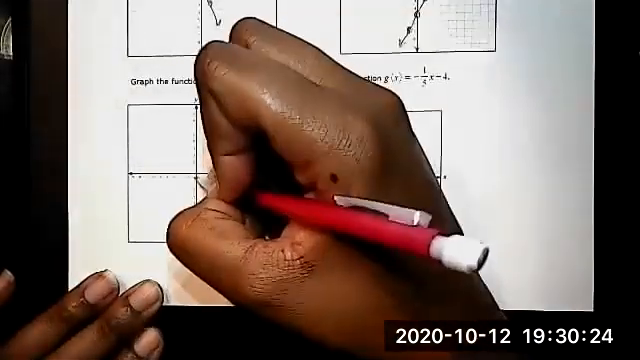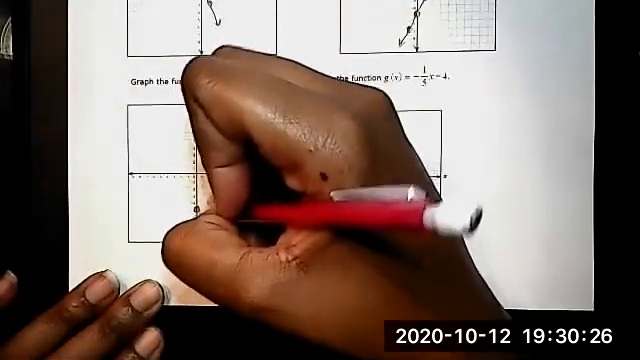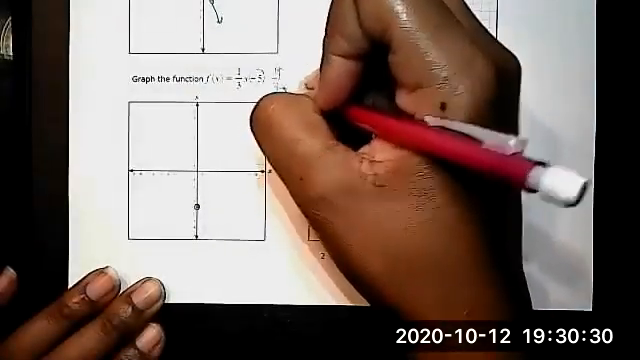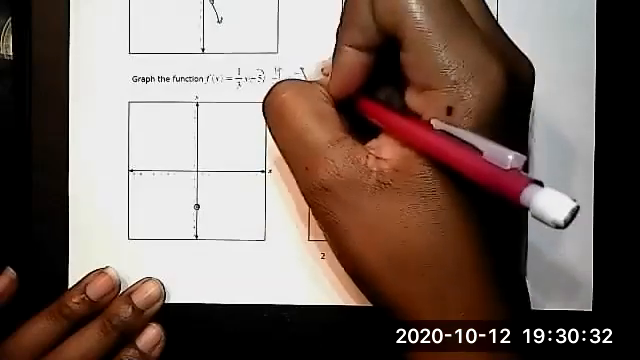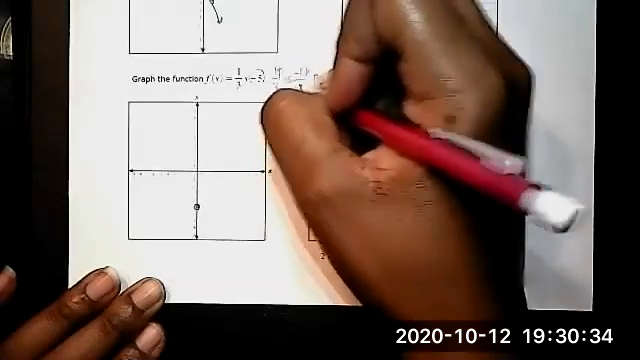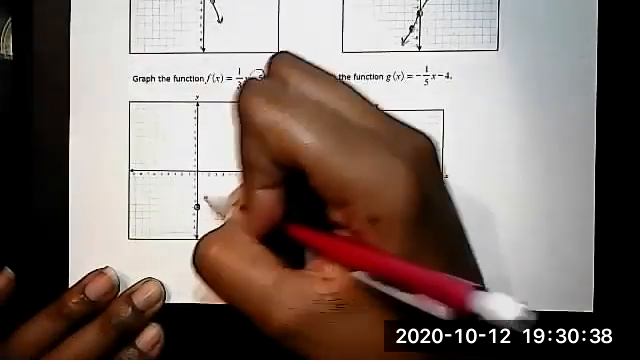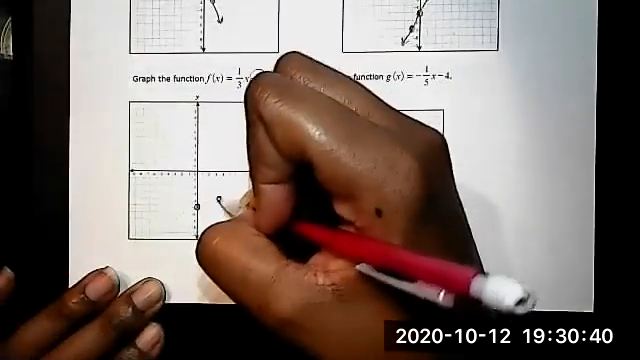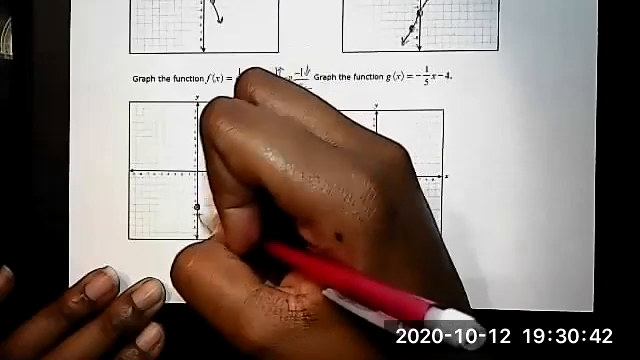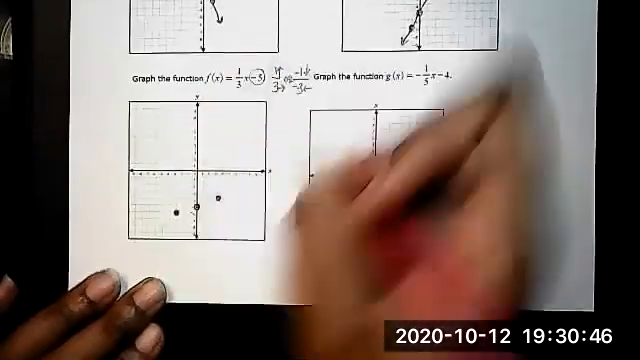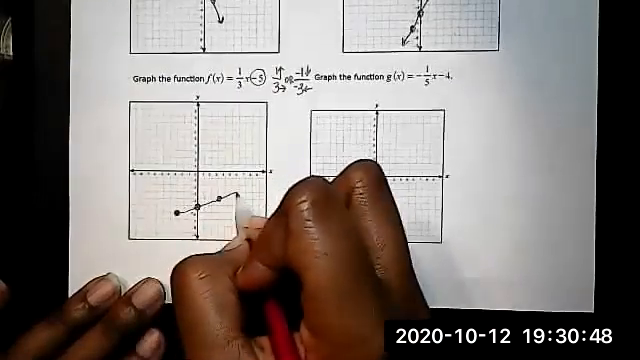Y-intercept is -5. So at -5, you put a dot. Use your slope, +1 over 3, up 1, right 3, or -1 over -3, down 1, left 3. Okay, up 1, right 3, or down 1, left 3. And draw a line.